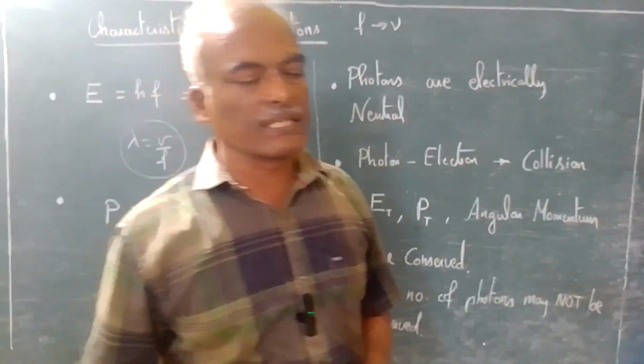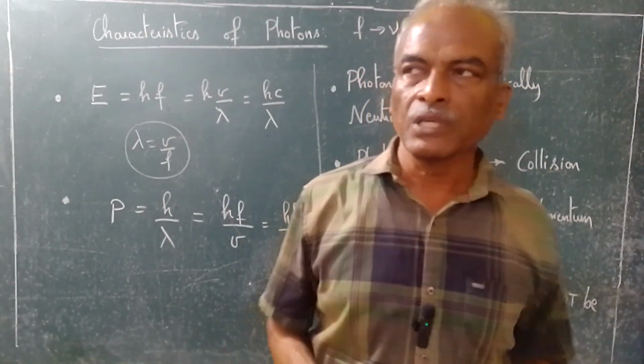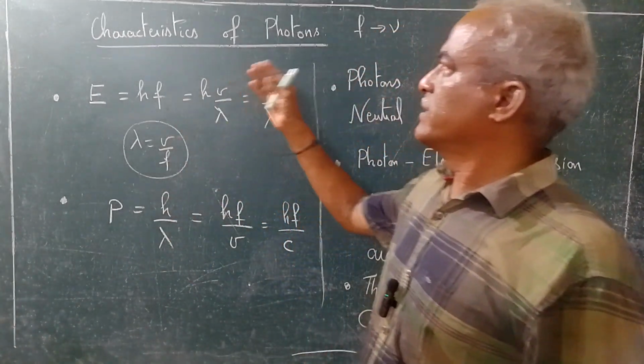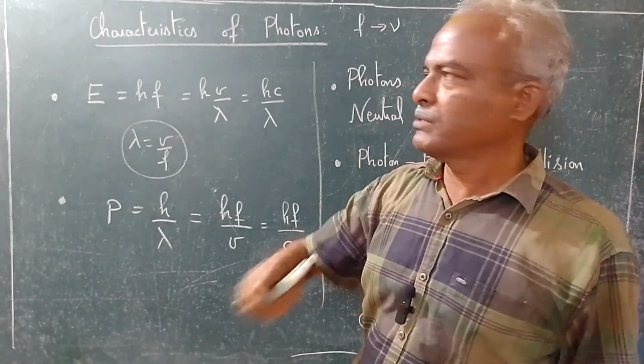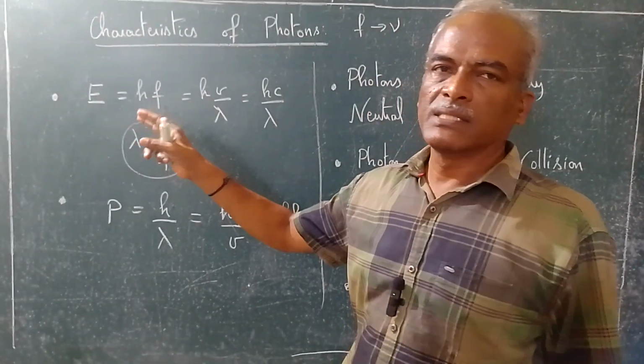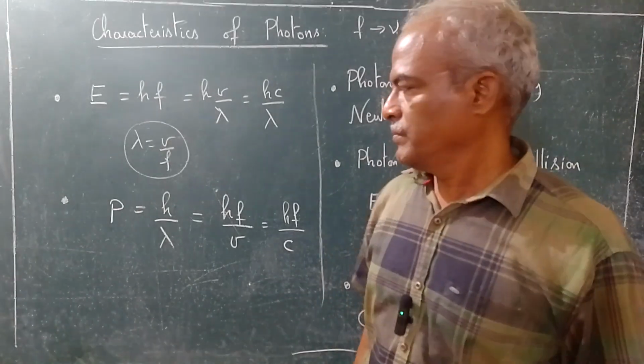So these are some of the points that you have to remember while speaking about the characteristics of photons. The first point itself you have 2 points. One is energy equation. Second one is how the energy depends on frequency.